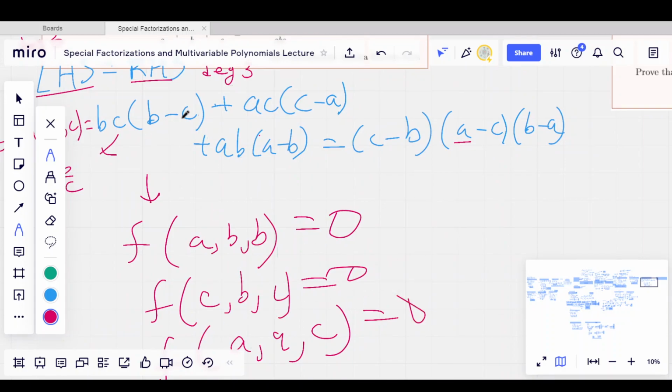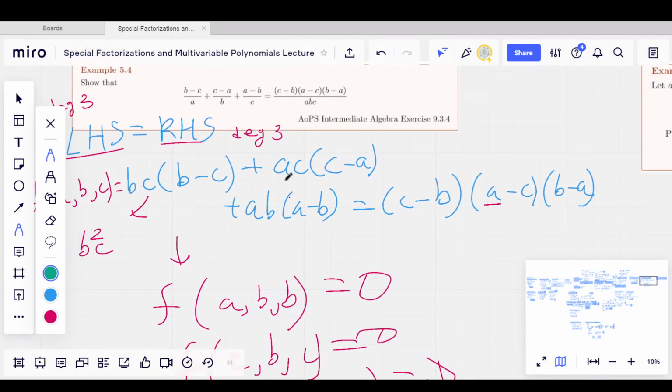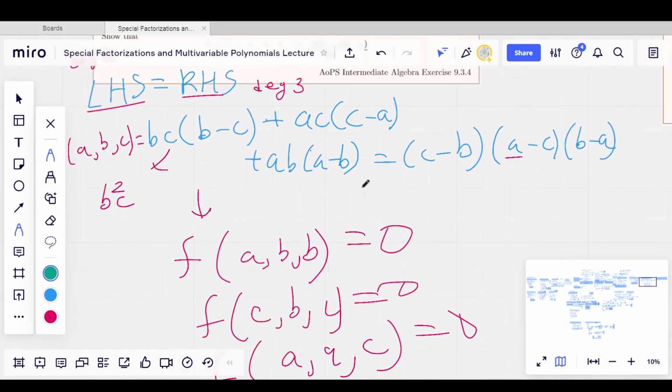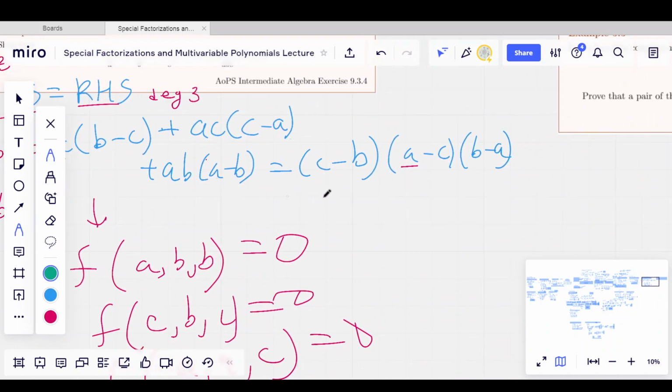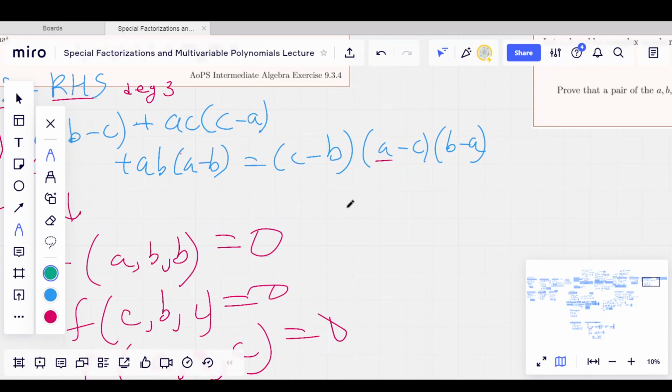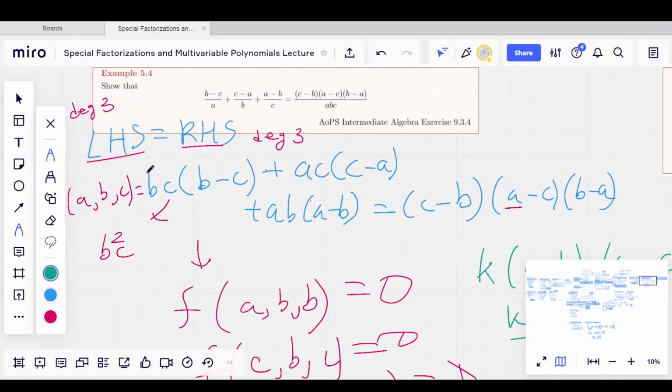Note that you should use the left-hand side for this, so that it will be a more formal explanation. And then after you do that, you can say that the left-hand side is equal to k times (c minus b) times (a minus c) times (b minus a). And then plugging in random values of a, b, c, it gives you k equals 1, and thus we have the left-hand side equals the right-hand side, okay? And thus this is proved.